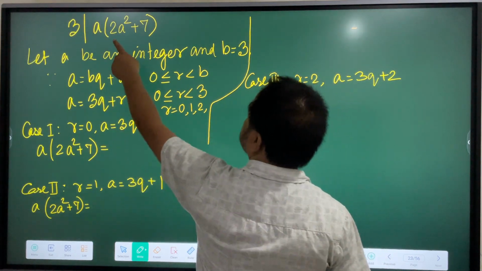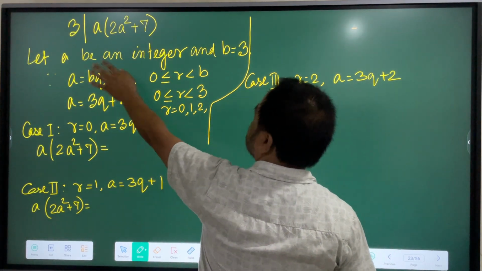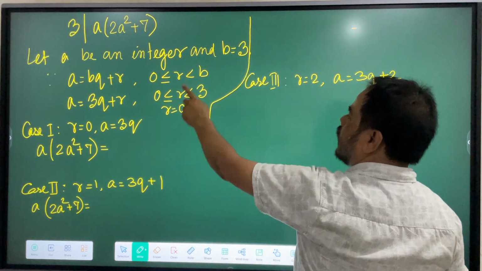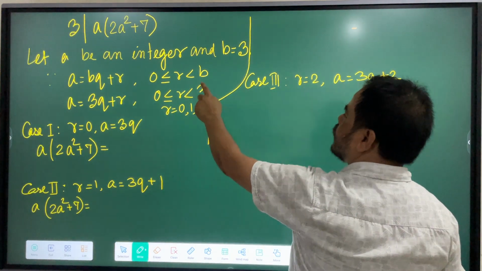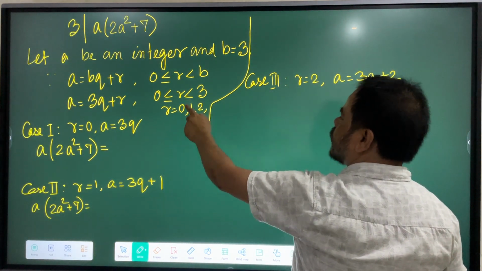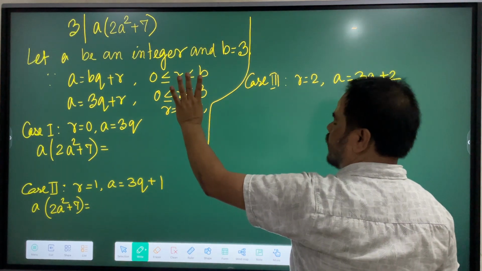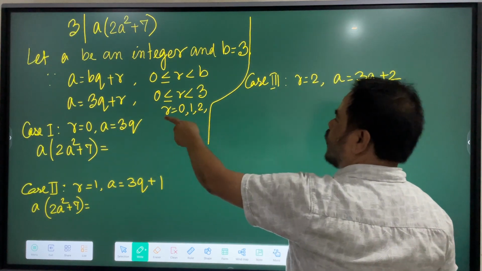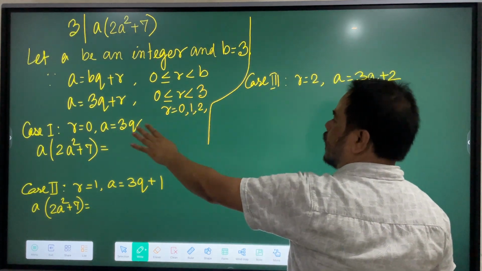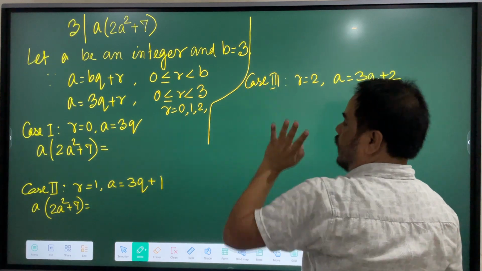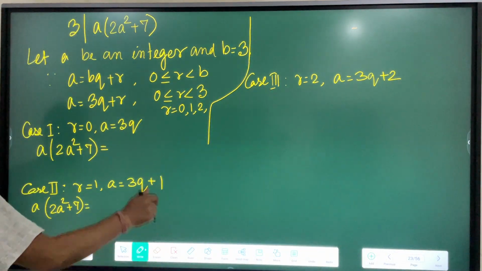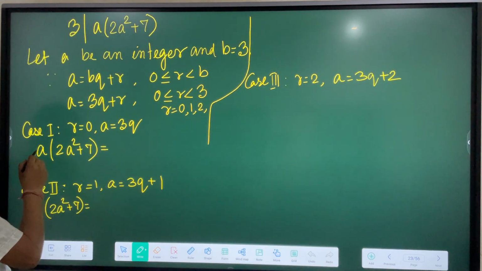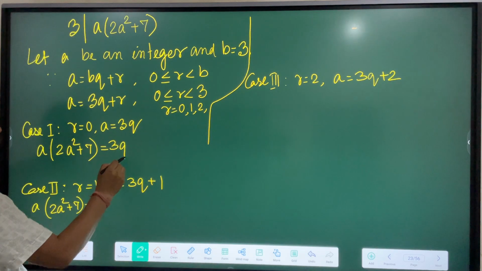The second one is given: 3 divides a into 2a square plus 7. So a is an integer, now b equals 3. In the previous one b equals 2, so r equals 0, 1. Here b is 3, and r is less than 3, so r equals 0, 1, 2. There are 3 cases here: case 1, case 2 and case 3. By putting r equals 0, a equals 3q plus 0, that means a equals 3q. So in place of a we will write 3q.